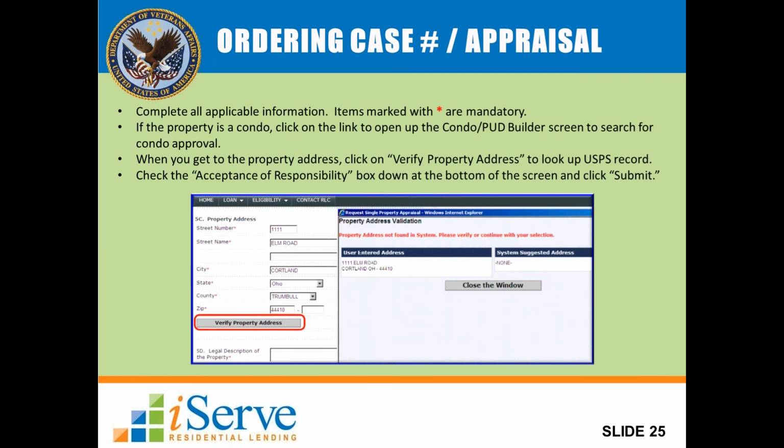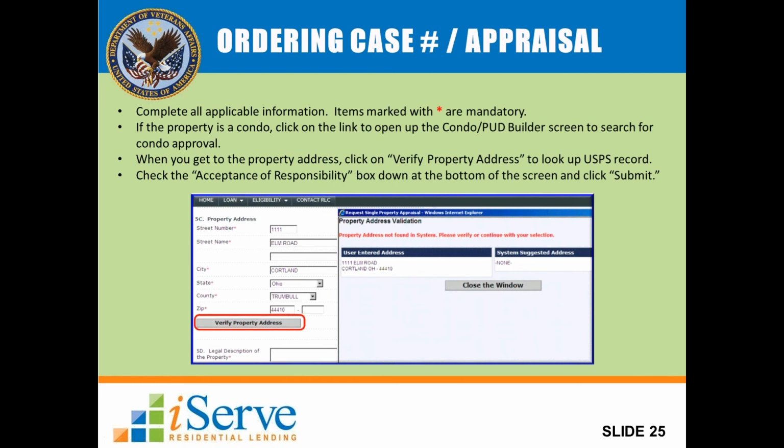All right. If the property is a condo, and that's not on the screen, but you're going to see a little link to open up that Condo PUD Builder where you can look up the project approval. And then the screenshot that I do have on here is the property address portion. So you'll see we have our property address in there, and then there's a button that says Verify Property Address.